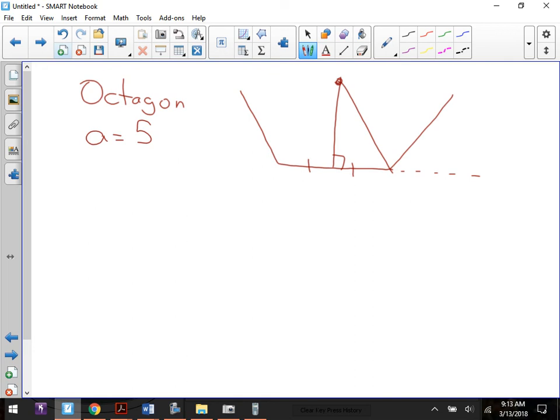In this case, I know the apothem is 5. What do I do then to figure out my exterior angle? Well, how many sides does an octagon have? 8. My exterior angle is going to be 360 divided by 8, which gives you 45. Very good.